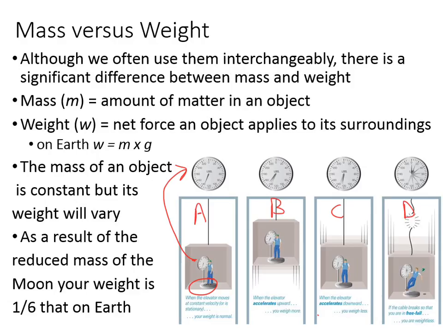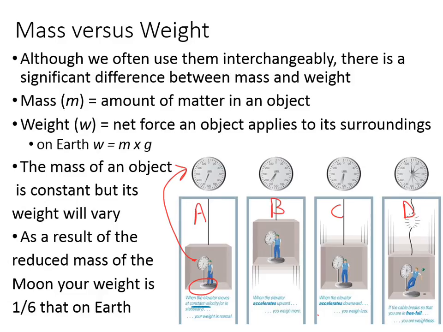So here we have scenario A, where the elevator isn't stopped, but it's going at constant velocity. So it's not accelerating. In that case, even if it's moving, if it's not going any faster, the scale is going to read the same as it would normally. So you can see he weighs about 140.